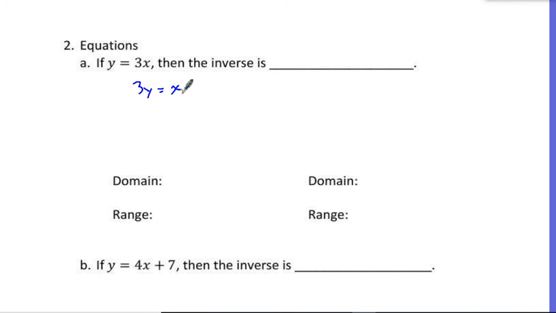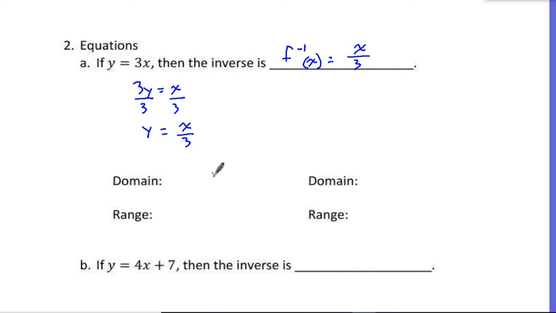Anyway, now we solve for y, so divide both sides of the equation by 3, and y equals x over 3, or 1/3 x. You can replace with the inverse function notation. F inverse of x is going to be x divided by 3.